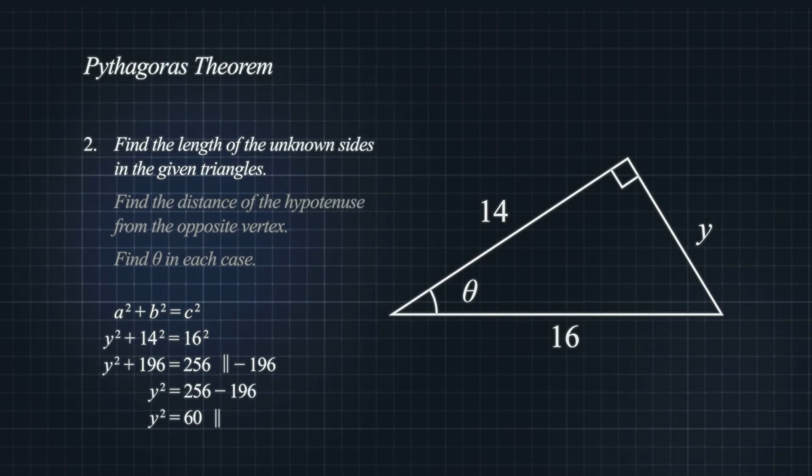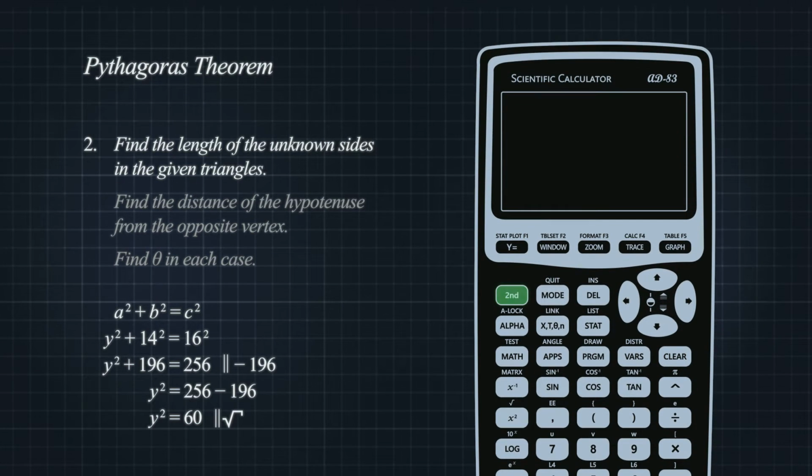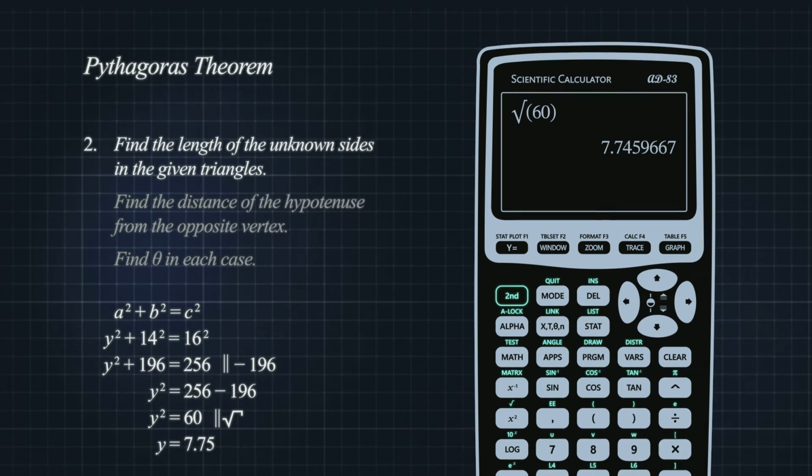Now, we again have to take the square root of both sides in order to find out how much y equals. The square root of 60 is approximately 7.75 when we round it to 2 decimal places.